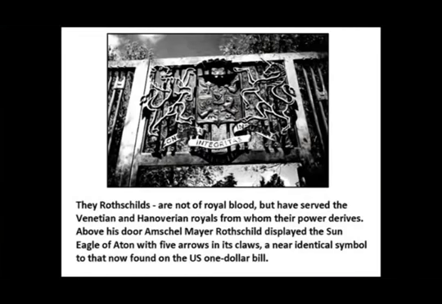Here's the standard, the coat of arms of the Rothschild dynasty. They're not of royal blood, but they've served the Venetian and Hanoverian royals, from whom their power derives. Above his door, Amschel Rothschild displayed the sun eagle of Aton with 5 arrows in its claw, a nearly identical symbol to that now found on the US $1 bill.